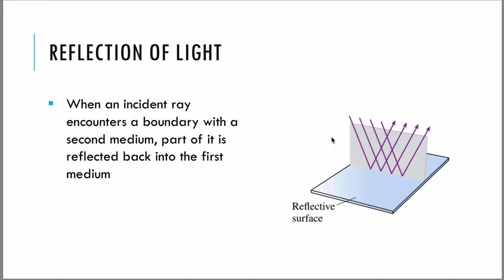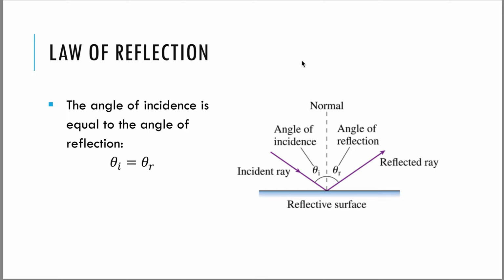So if this is medium number 1 here, let's say air, and then the reflective surface here is medium number 2, then the light ray is coming from medium number 1 and then reflected back into that same medium. What is really cool about reflection is that we know exactly how that light is going to reflect.